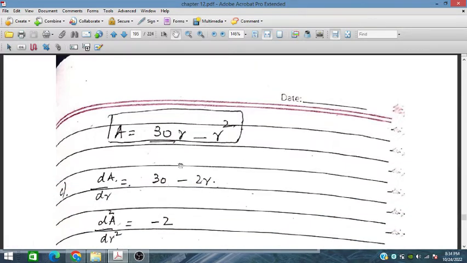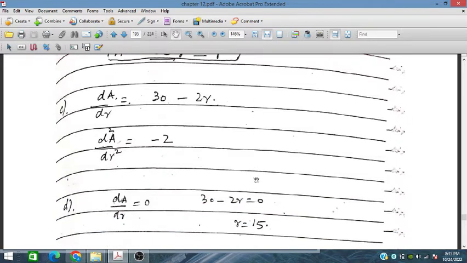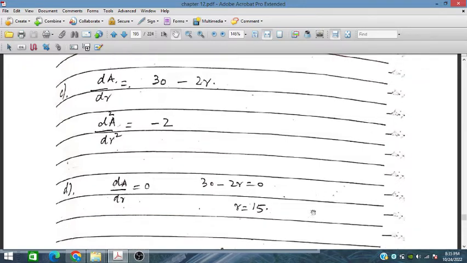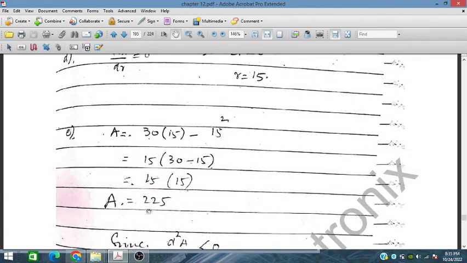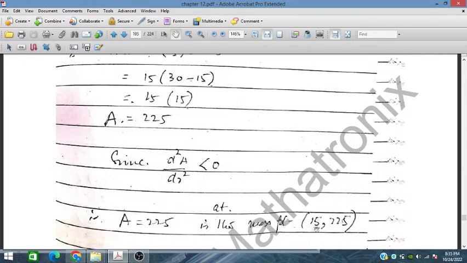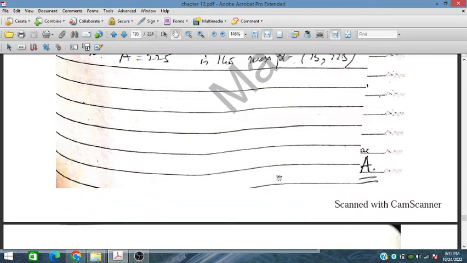Now let's take the derivative of this. It becomes 30 minus 2r. We take this equal to 0, and r is equal to 15. For this, r equal to 15, the second derivative is minus 2. So this is negative, less than 0, meaning falling. So this is a maximum point. The area is 225 at r equal to 15. Since the second order derivative of the area A with respect to the radius is less than 0, this point is a maximum point. So at r equal to 15 the area is 225, and this is the maximum area.